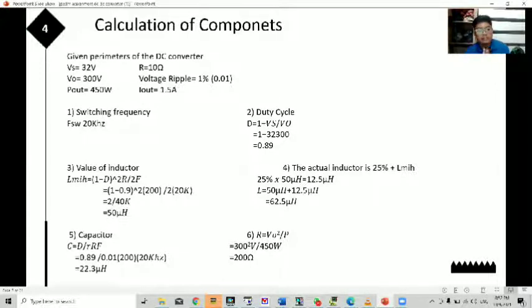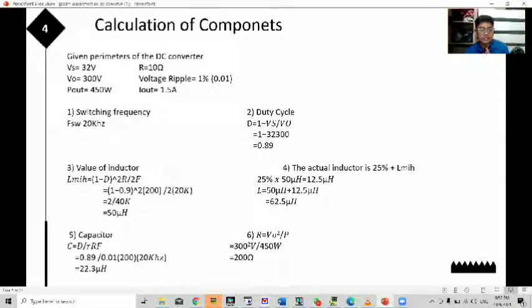For the first step of this calculation, we must find the switching frequency, FSW. We get 20 kilohertz. And the next step, we must find the duty cycle for our circuit. We get 0.89.